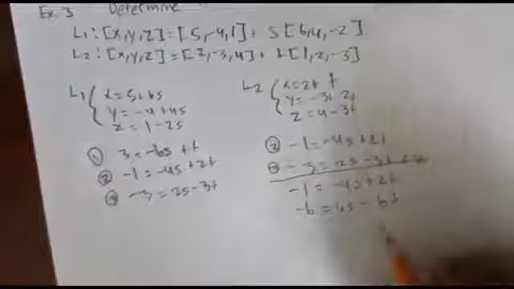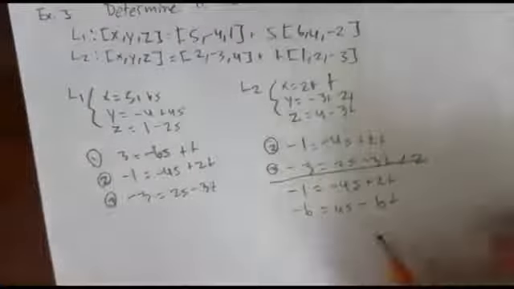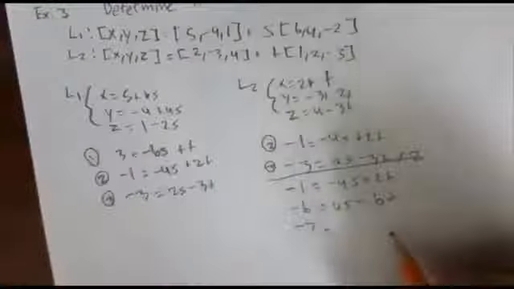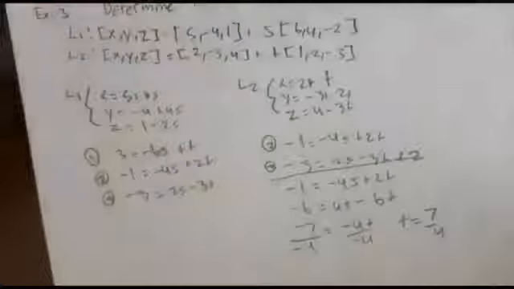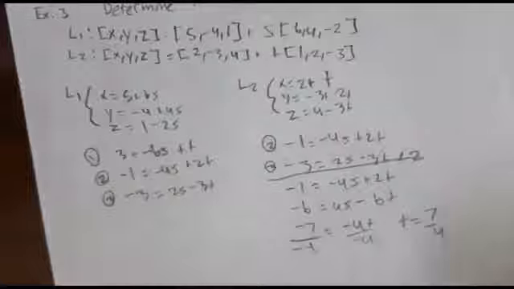So all we have to do is multiply this equation by 2. So now we're going to have negative 1 is equal to negative 4s plus 2t. And then it's going to be negative 6 equals 4s minus 6t. So now we're going to get negative 7 is equal to negative 4t, and then we divide both sides by negative 4, and t is going to be equal to 7 over 4. Now we can plug it back into any of the two equations, 2 or 3, and find s.